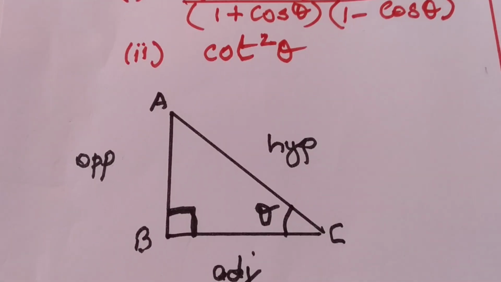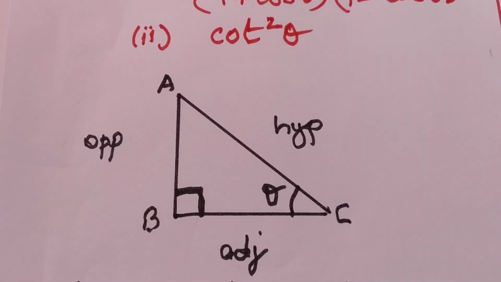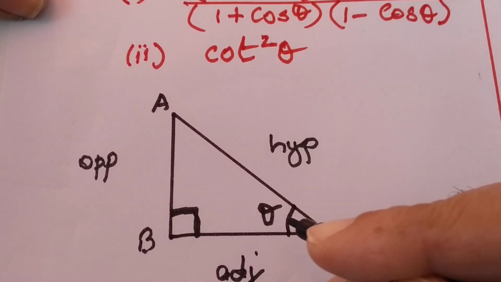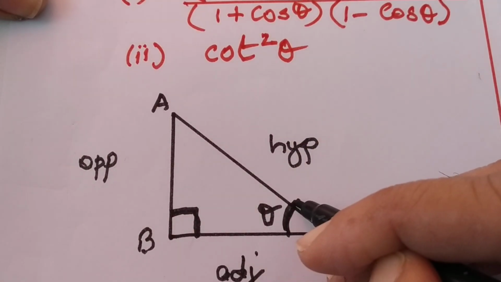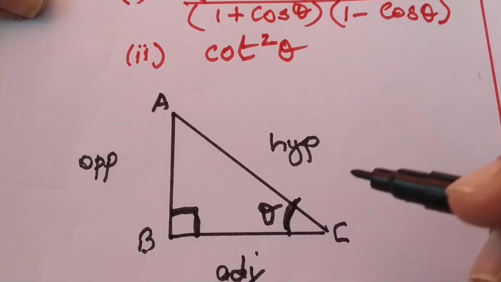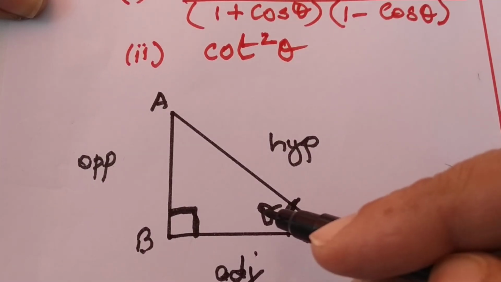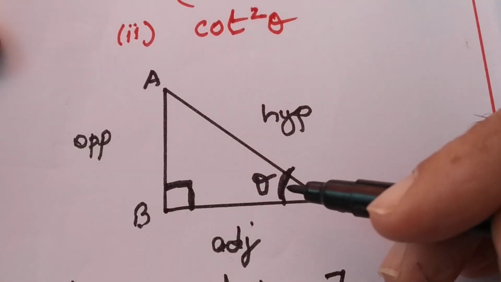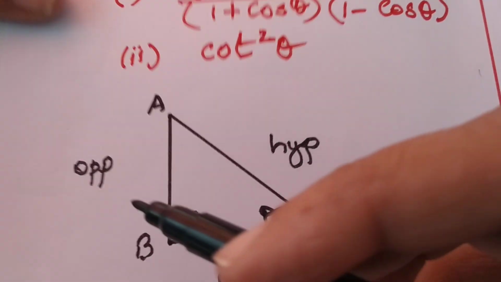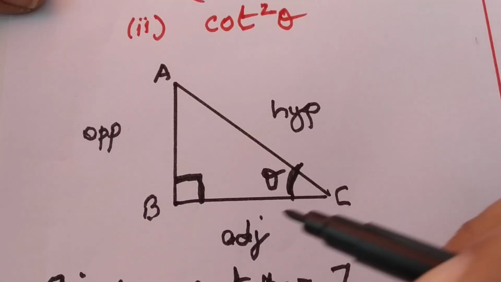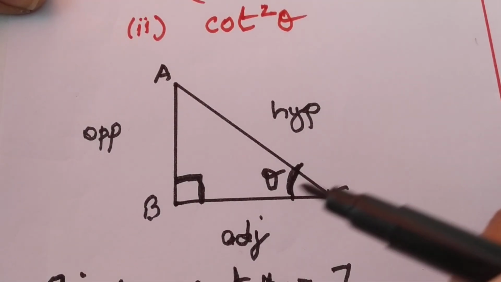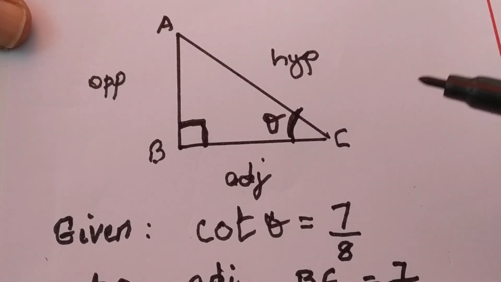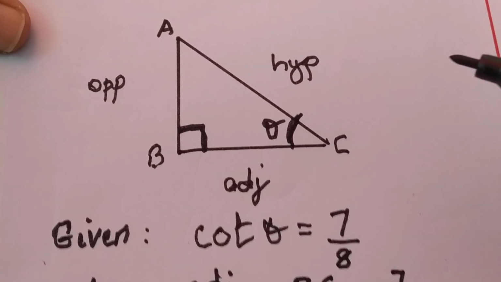I have a right angle triangle, and this right angle triangle is right angled at B, and I've taken C as my reference angle. So this is theta because the question talks in terms of theta, so I've taken theta here. If I take theta here at C, then opposite is AB, adjacent is BC, and hypotenuse is AC. So I've written the three sides: opposite, adjacent, and hypotenuse.